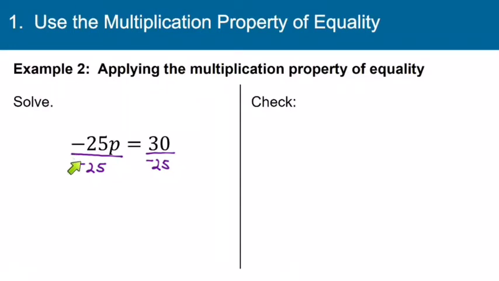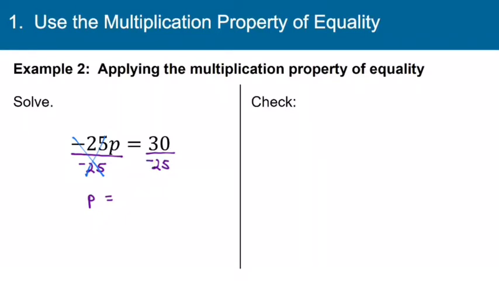Now notice that negative divided by negative would be positive. So negative 25 divided by negative 25 makes this coefficient positive 1, which is exactly what we want. So the negative 25's cancel, and then we'll have P equals, on the right side we have 30 divided by negative 25. Now this will not make a whole number. And also notice that we have the negative sign in the denominator. And we've talked before about how we should not leave the negative in the denominator.